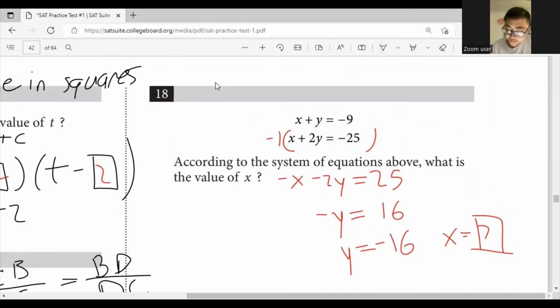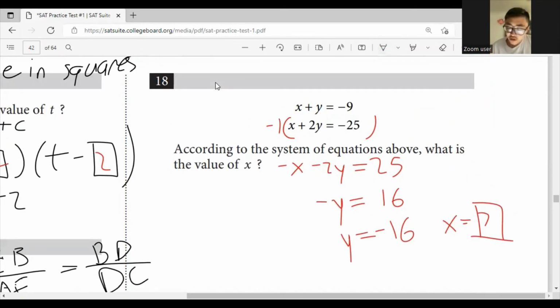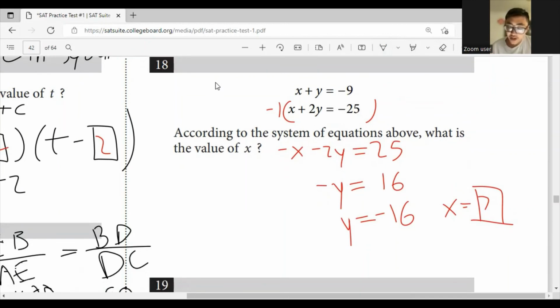All right. So really, it's just similar to the other problem. You want to try to use the elimination method, guys. If you still don't understand the elimination method, please comment below and I'll answer your comment as soon as possible.